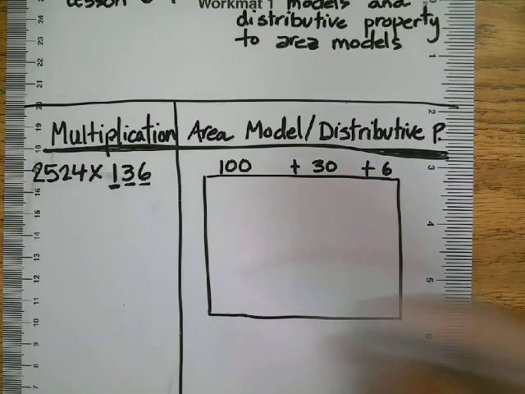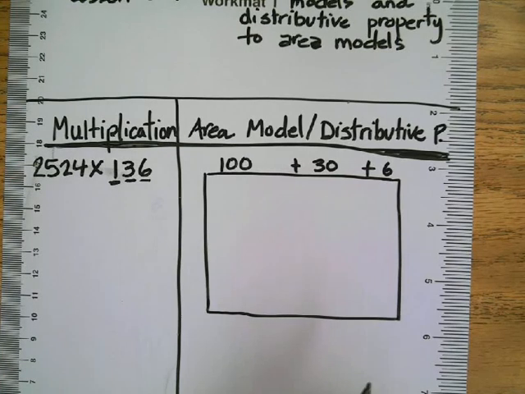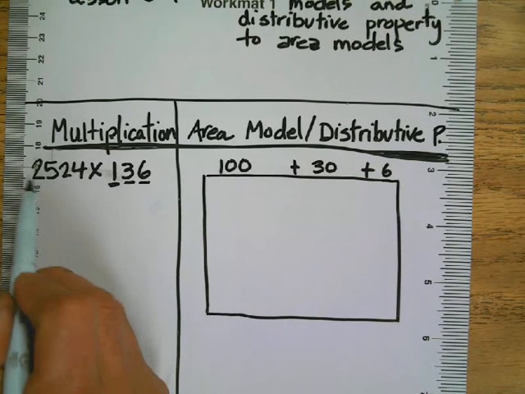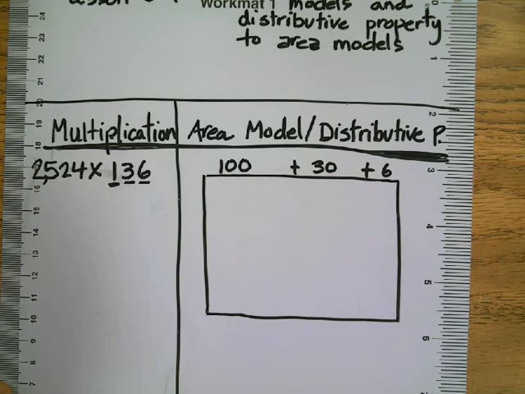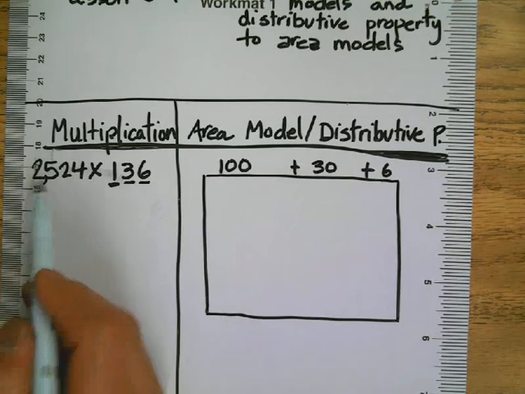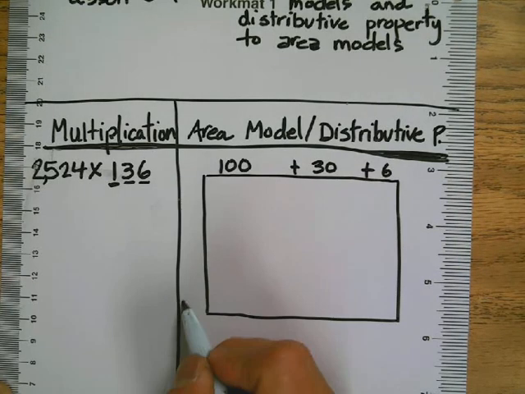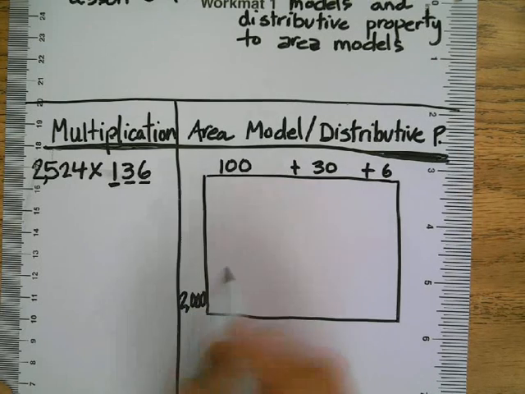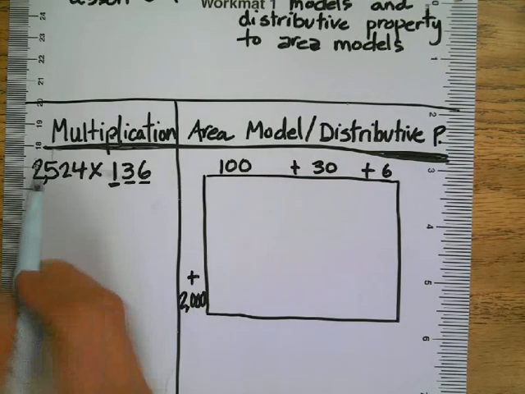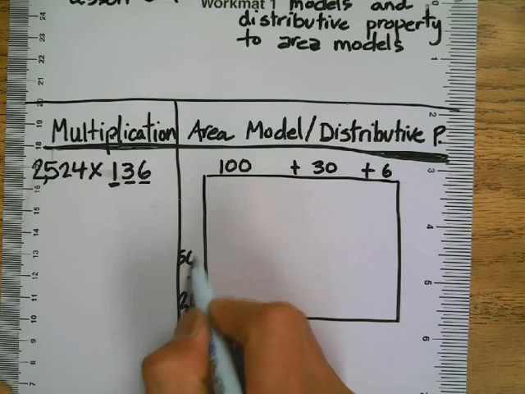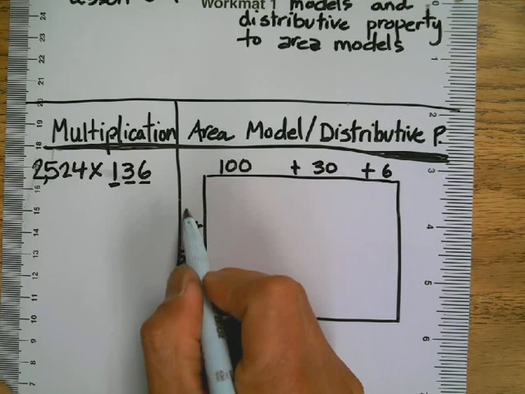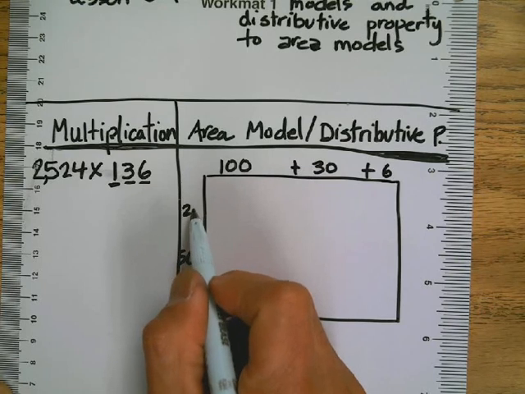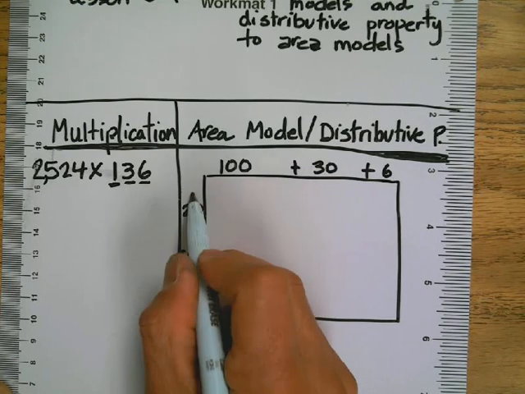Okay, so now we're gonna place the other number, the 2,524, on the left side. So we start with the largest. What's the largest number? 2,000. So 2,000 is gonna be written right here on the bottom. 2,000 plus 500 plus 2 tens, that means 20, plus 4 ones. I think we ran out of space right here, my friends.